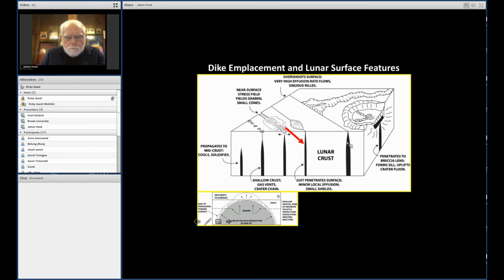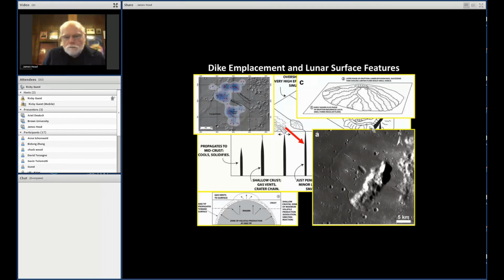Now, as we go further, the dikes that just penetrate the surface and extrude material out on the surface, there's a whole array of features that can be produced from this, but one of them is essentially small shield volcanoes. So shield volcanoes like this, if you can see on the lower right, I think this is Tobias Meyer. It's about 10 to 20 kilometers in diameter. This is a summit pit crater. Here's the surrounding areas here.